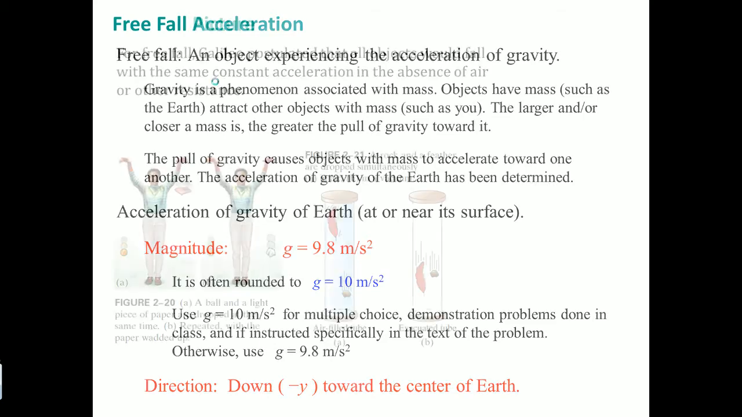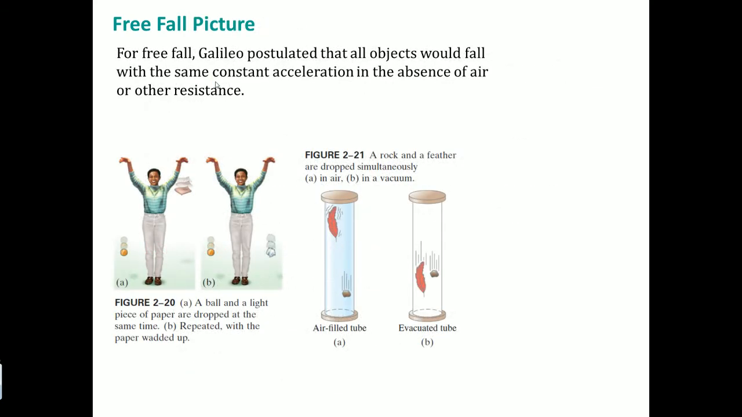What does free fall look like? Galileo postulated that objects will fall with the same constant acceleration in the absence of air or other air resistance. You can do this demonstration by dropping a ball and a flat piece of paper, and you'll see that the ball hits the floor first. However, once you crumple the paper into a sphere of some kind and drop it, you'll see that it hits the floor at the same time, because there is no more air resistance pushing up against the flat piece of paper.